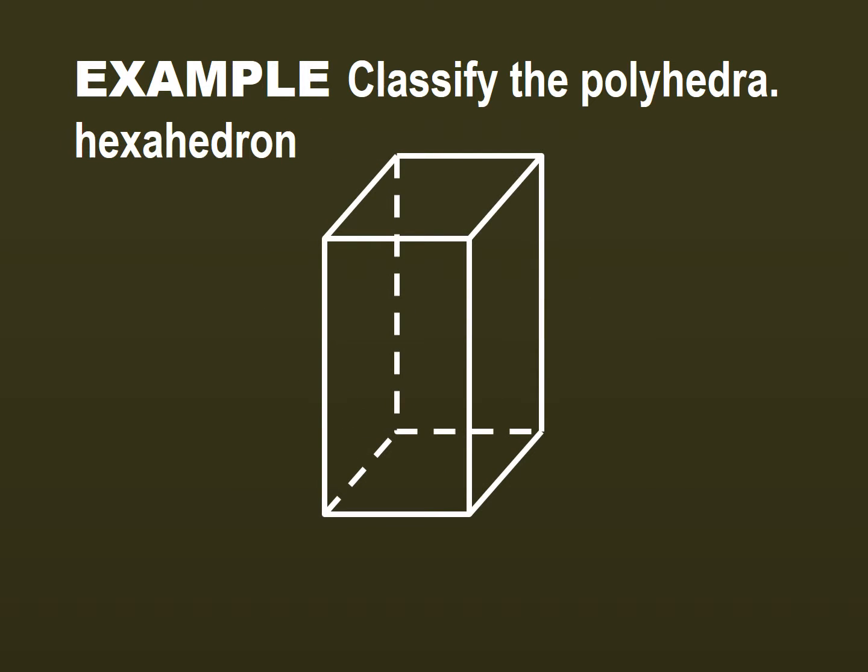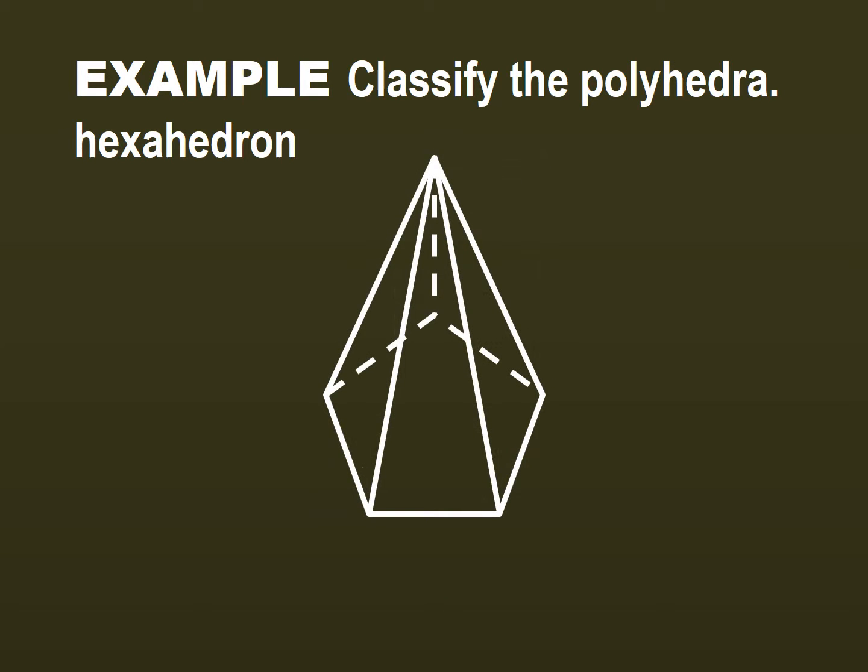The next one has 6 faces. So we say that's a hexahedron. This one is a little bit more difficult to count, so I'm going to show you a trick. This makes up a pyramid because everything is going up to this point, okay? Our base of this pyramid is a pentagon, which means it has 5 sides. Notice that each side makes up a triangle, so we know that we have 5 triangles, and then we have the base. So that means we have 6 total sides, which makes this a hexahedron.